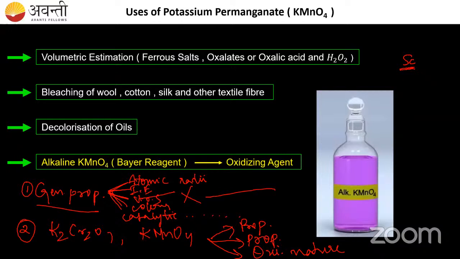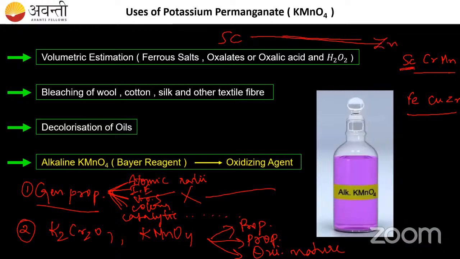and chromium, manganese, iron, cobalt, nickel, copper is very important, zinc is very important. So these six group members are very important. Try to memorize group wise. First, try to memorize the 3d series, from scandium till zinc.